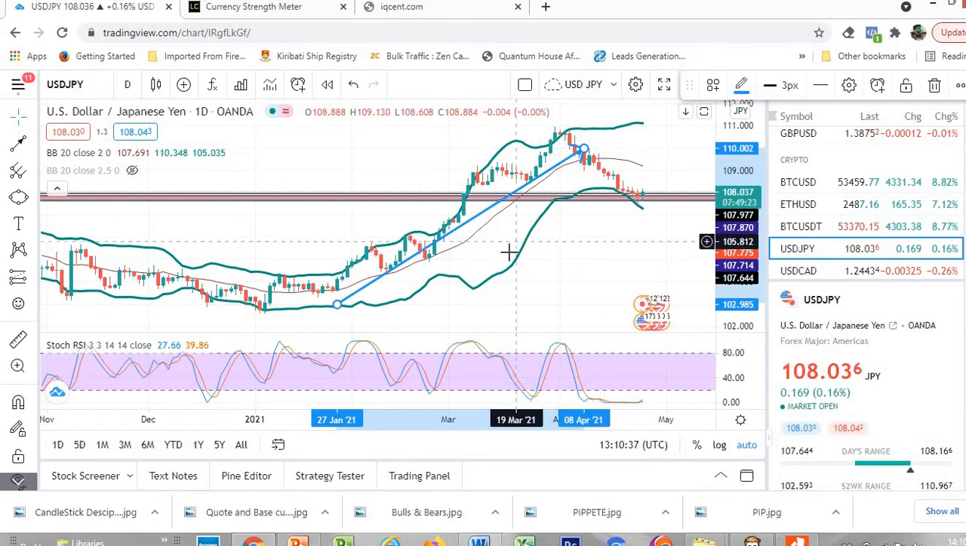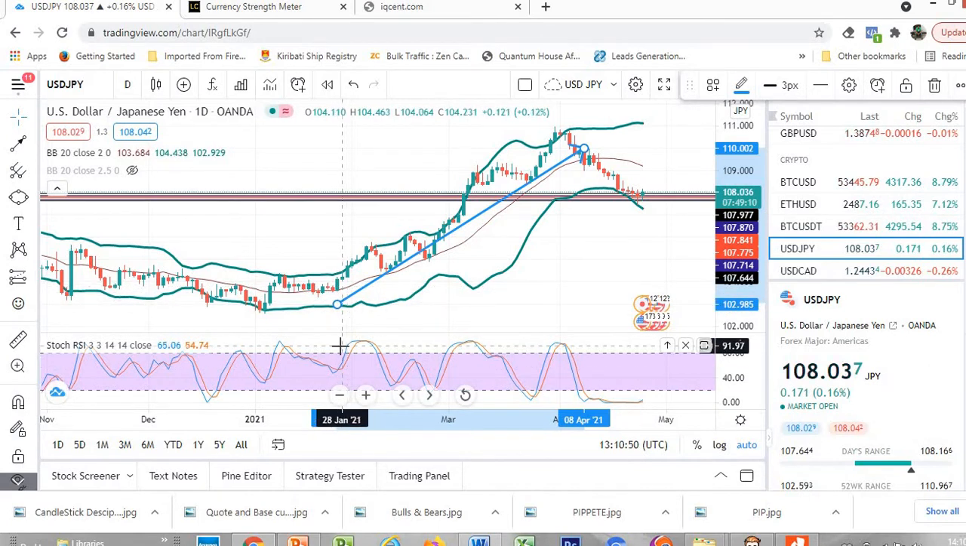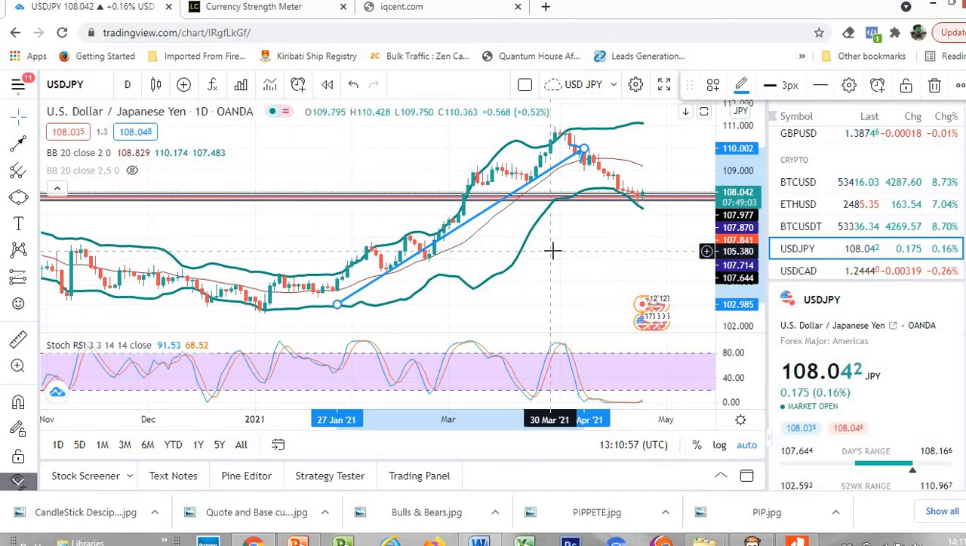In this period of time, between 27th of January 2021, as you can see down here, till let's say 1st of April 2021, the direction of the market has been an uptrend.